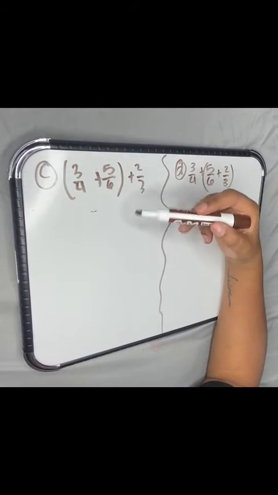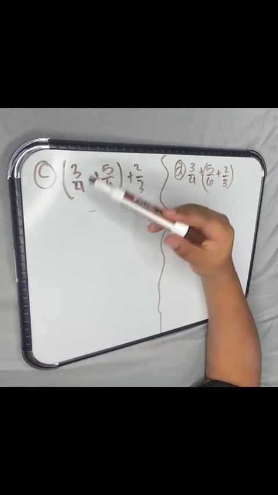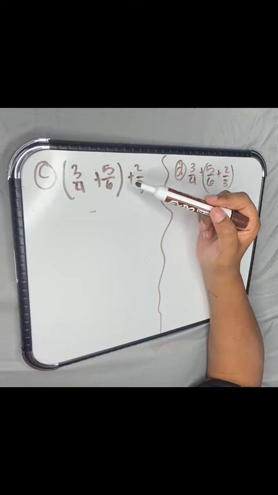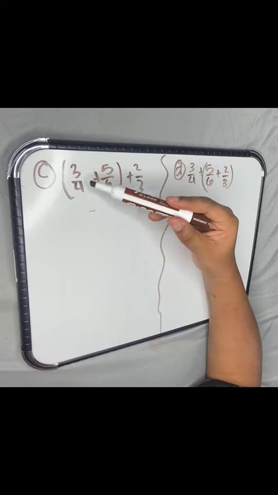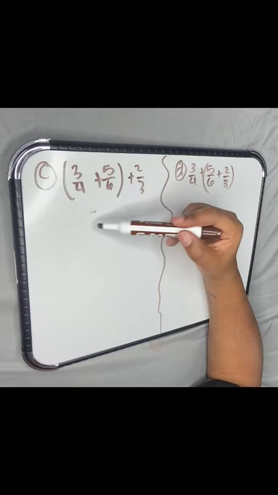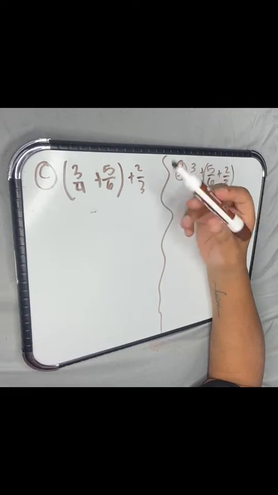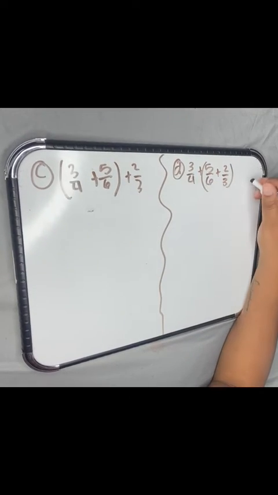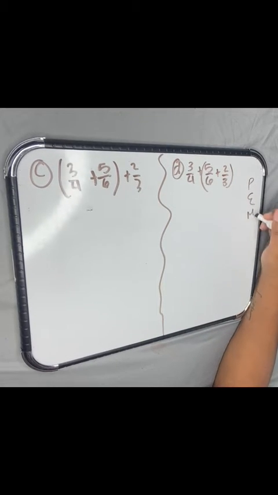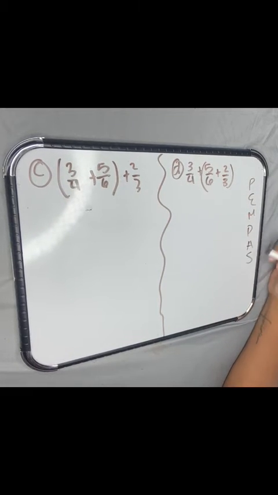Okay, so with some more examples, we have example C. 3 over 4 plus 5 over 6 plus 2 over 3. 3 over 4 plus 5 over 6 are in parentheses. So we have something called PEMDAS. And most people know it as please excuse my dear Aunt Sally.